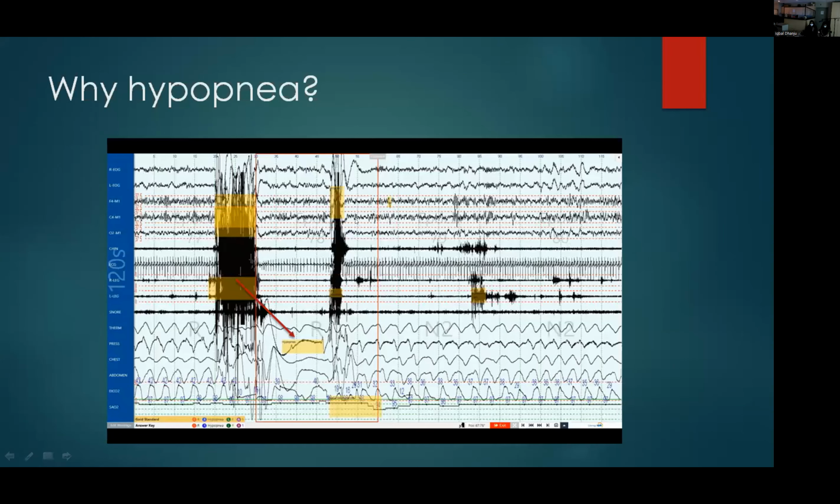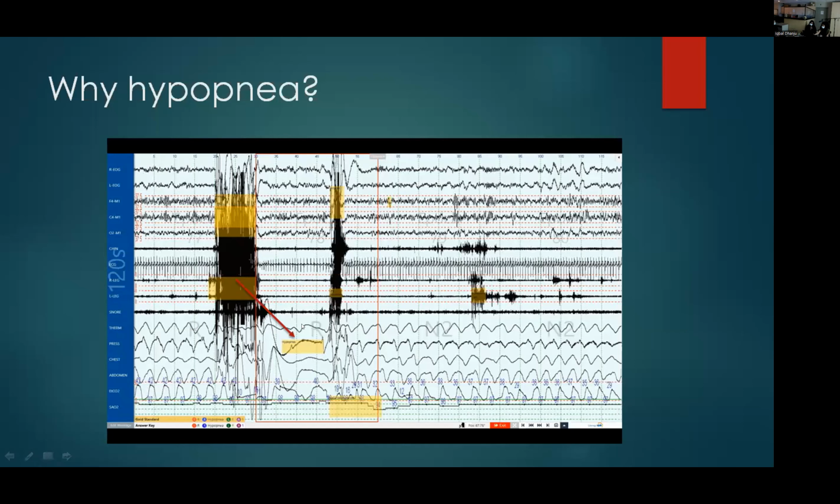So here is an event in the ISR gold standard panel. They scored this as a hypopnea, and I just want to know if anybody knows why they scored this as a hypopnea here. You can check the chats. You can ask everyone. So, can anybody say why this is hypopnea here?